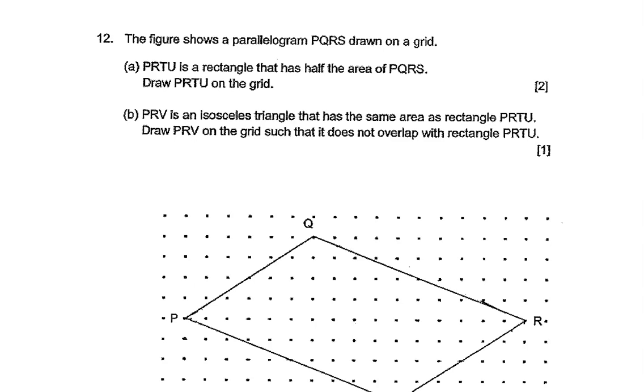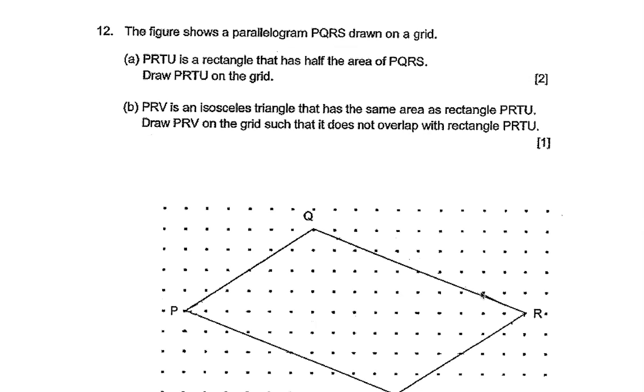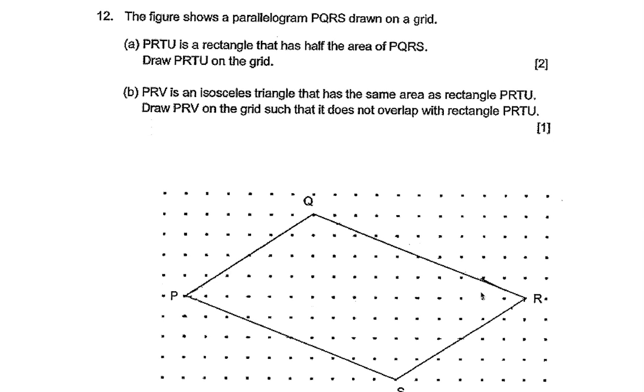Question 12. The figure shows a parallelogram PQRS drawn on a grid. PRTU is a rectangle that has half the area of PQRS. Draw PRTU on the grid.